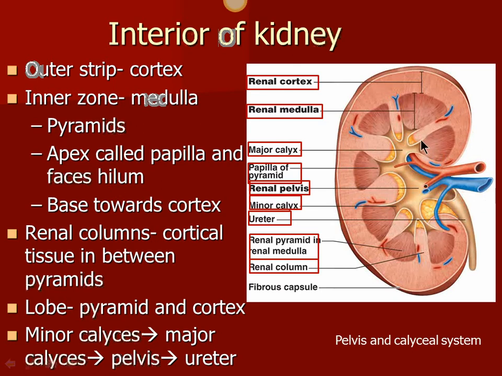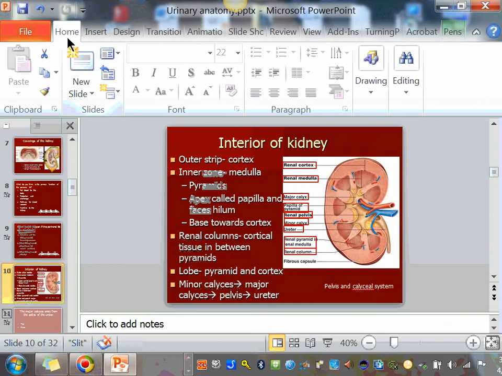Now, we saw that the papilla or the apices of the pyramids were opening here towards the hilum. Okay, so they open into a sort of concave cavity which will come further down and finally lead into the ureter. So what they open into is known as a minor calyx. Now, just to understand how this minor calyx is formed, let me give you an example of how the kidney develops. So I'm going to take another slide.